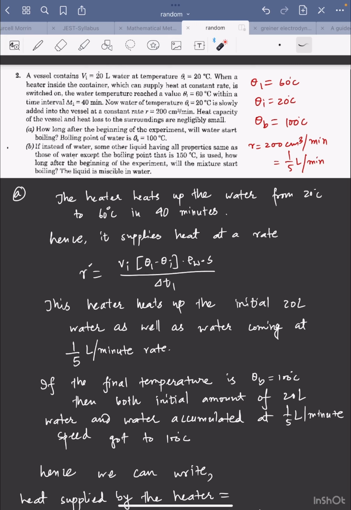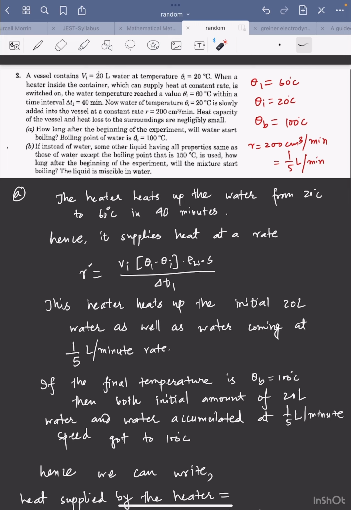We are asked to find how long after the beginning of the experiment water will start boiling. In the second part, if instead of water some other liquid having all properties the same as those of water except its boiling point is 150 degrees centigrade is used, how long after the beginning of the experiment will the mixture start boiling? The liquid is miscible in water.